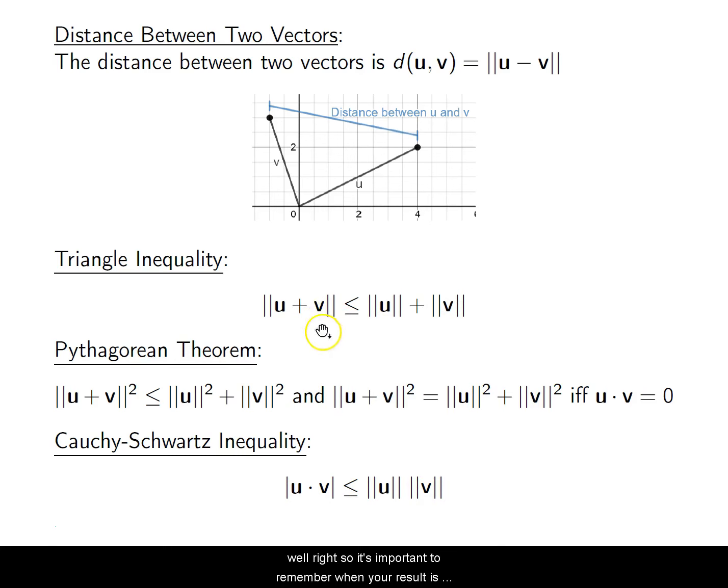So it's important to remember when your result is a scalar versus a vector. Whenever I take the length of something, I'm getting a scalar value out. Whenever I take the dot product of something, I'm getting a scalar value out. Let's get to the next theorem.